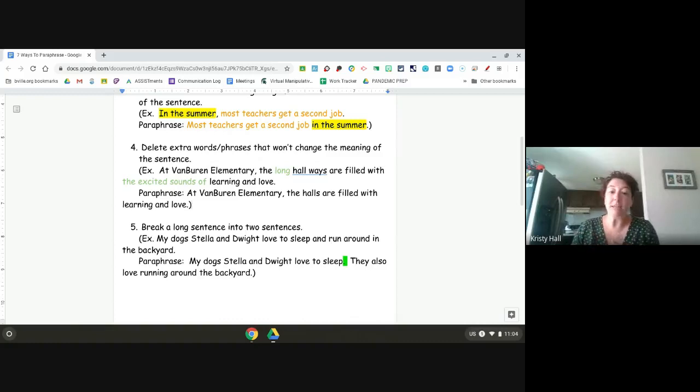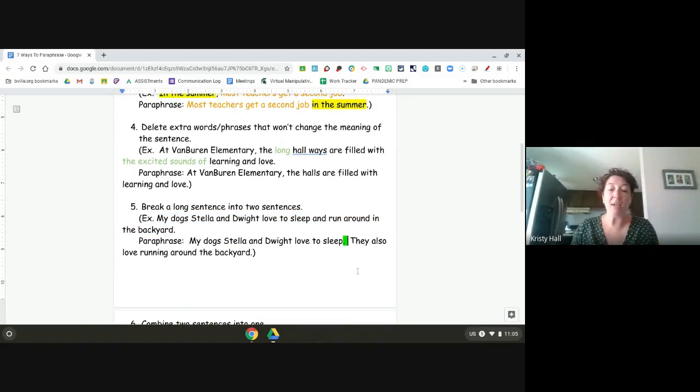If we have a long sentence, we could break it into 2 sentences. So look at this example. My dogs, Stella and Dwight, love to sleep and run around in the backyard. I can add a period in the middle there and turn this into 2 sentences. My dogs, Stella and Dwight, love to sleep. They also love running around the backyard. So we took one long sentence and broke it into 2 parts.